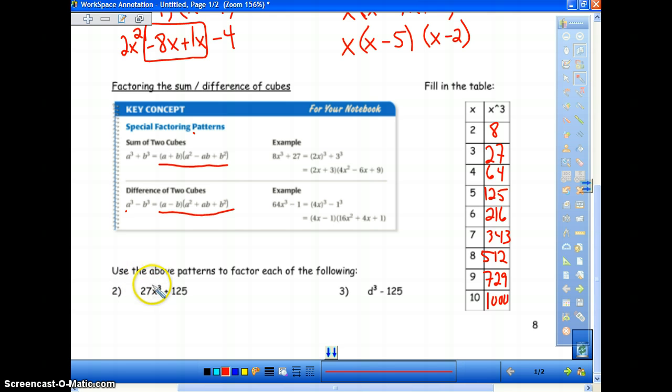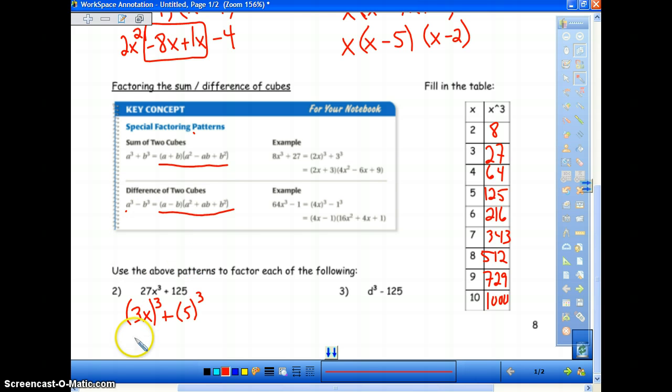So when I look at 27x to the third, our a is not x. Our a is actually part of the 27 as well. So that's why we did this chart over here. You can see that 3 cubed is 27. So it's the entire thing. So how we write this is 3x, the entire thing cubed. And then over here we have 125. If you look over here, that means it's 5 cubed. So that will be the quantity 3x cubed plus 5 cubed. So using the form from above, we know that our a is 3x and our b is 5.